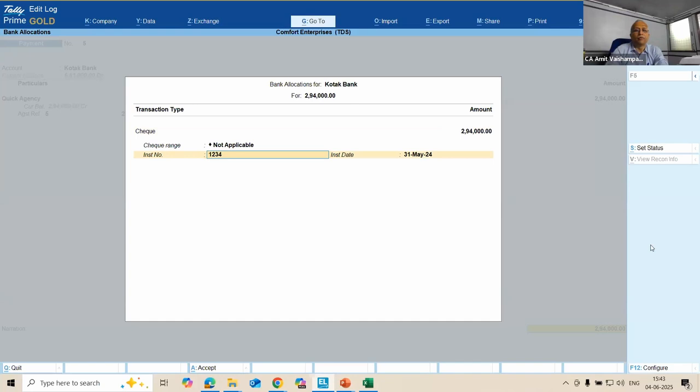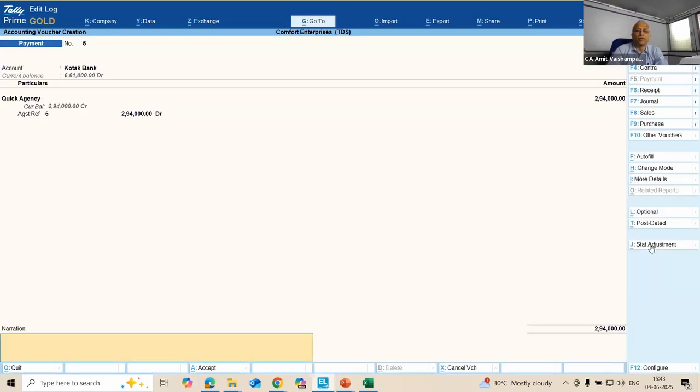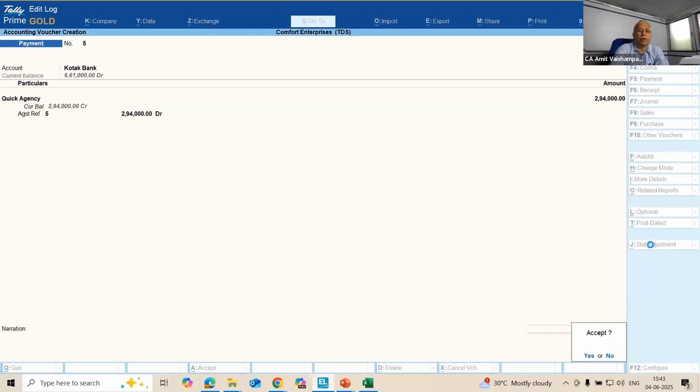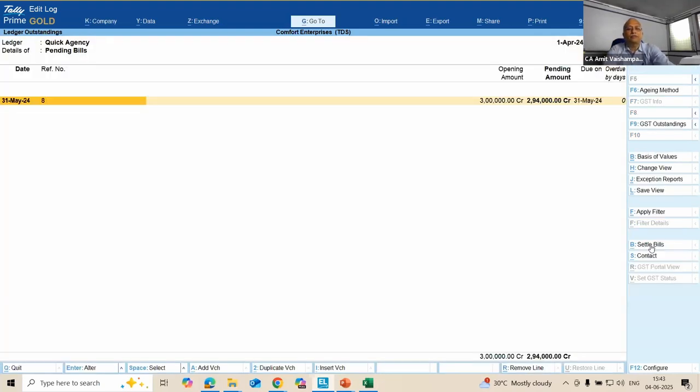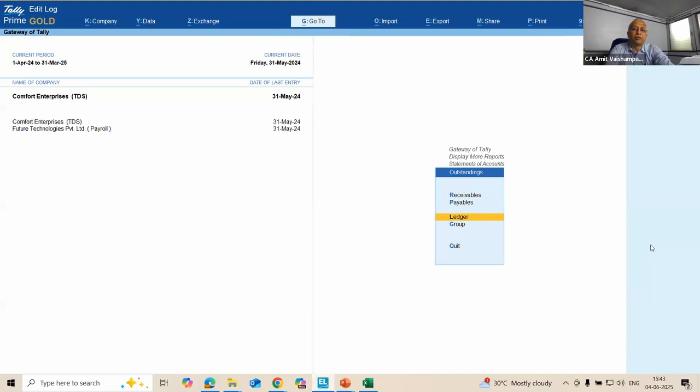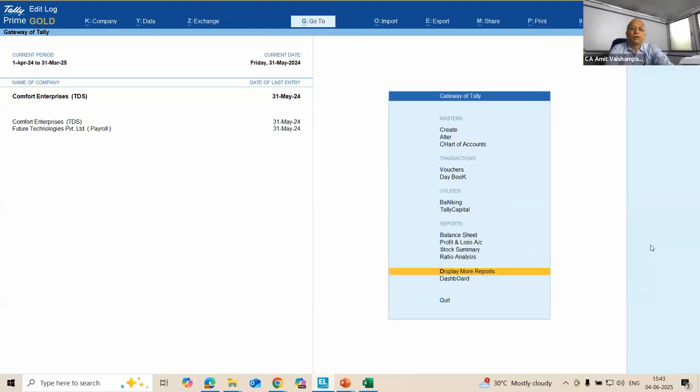This is an instrument number, which is a check number or the NEFT number that we have typically, and now I'm passing this particular payment entry, right? So this is how the payment entry typically happens. So we don't have to actually go and pass a payment entry.